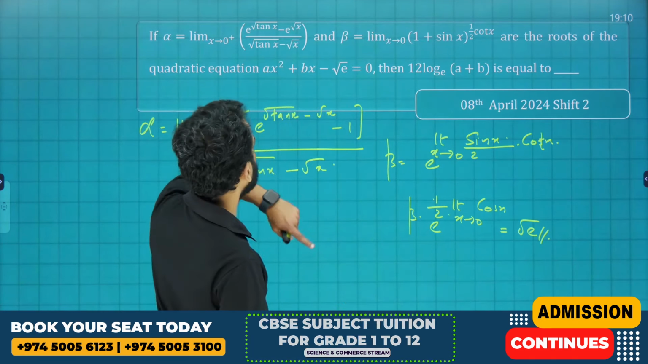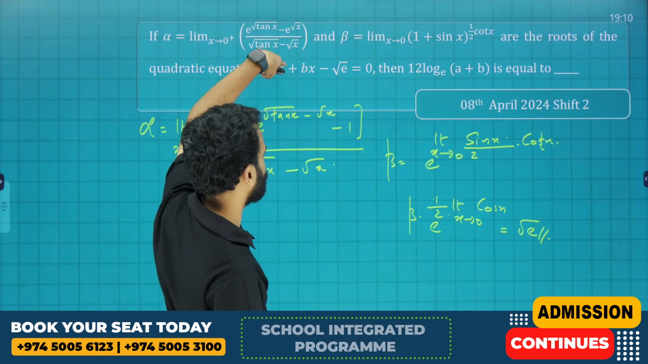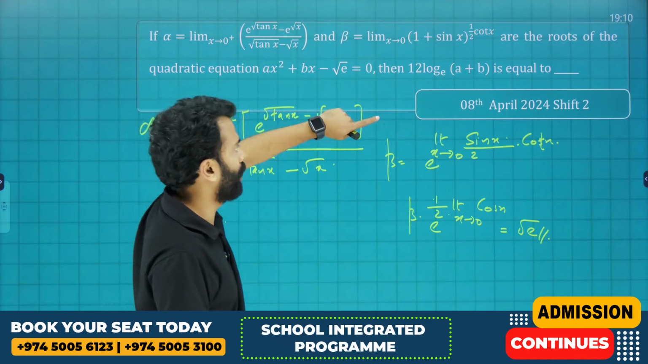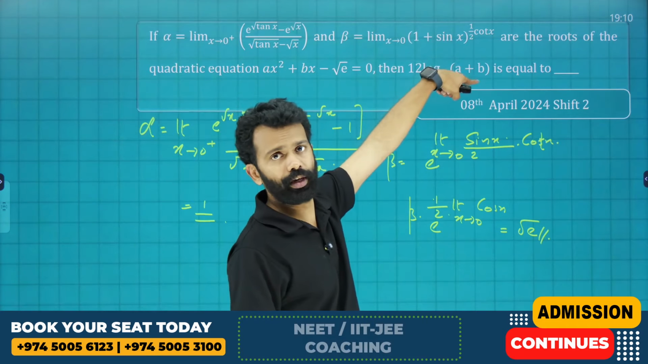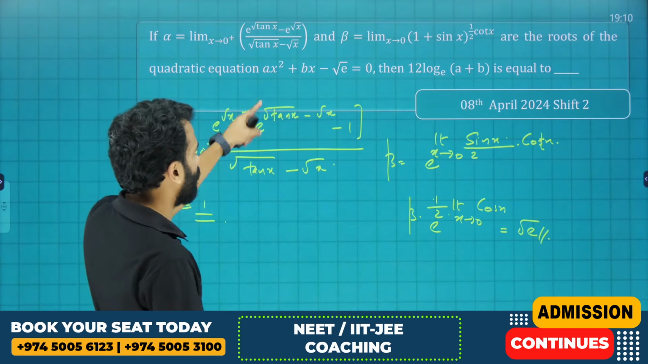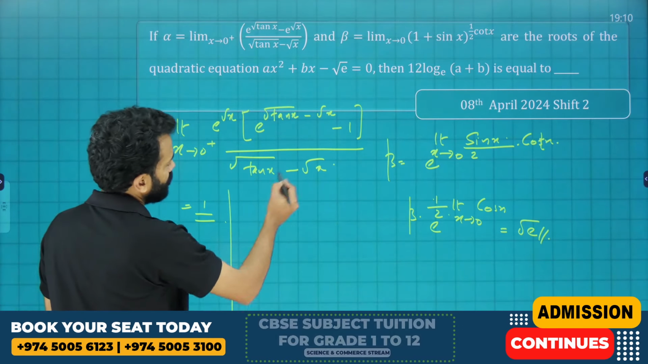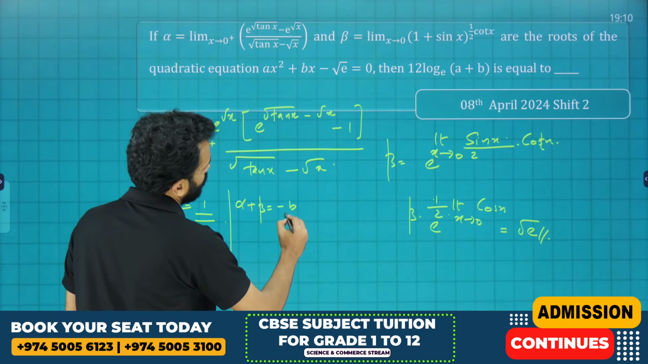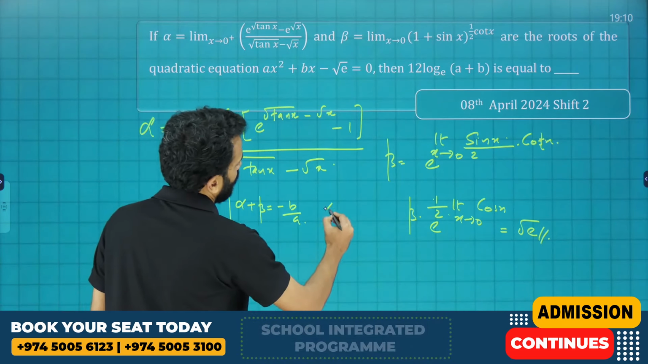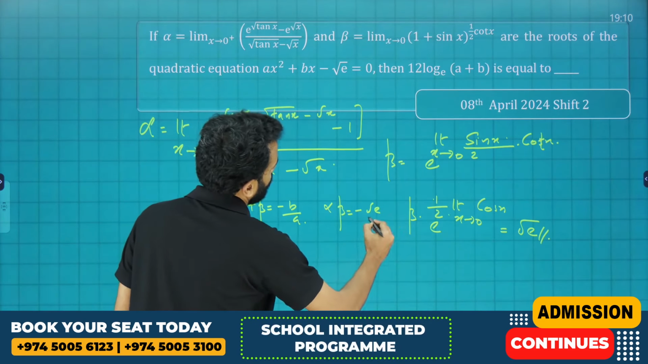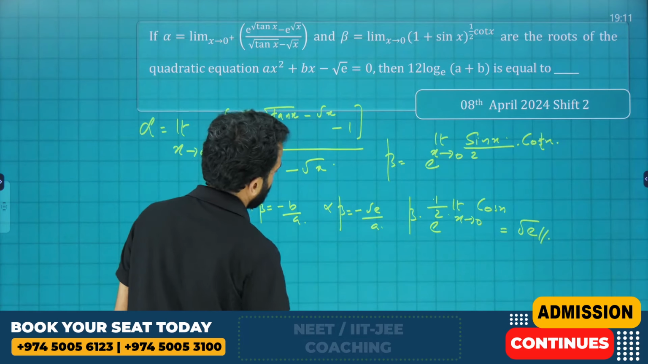Now let's formulate over here. This alpha and beta are the roots of this quadratic equation. By using alpha and beta, you need to find the values of a and b and then substitute here to get to the final answer. So what are the sum and product of roots here? Sum will be alpha plus beta is equal to minus b by a, and alpha beta is equal to minus root e by a.